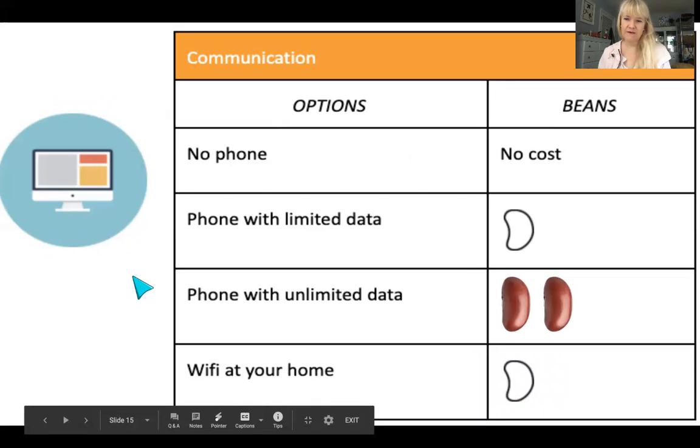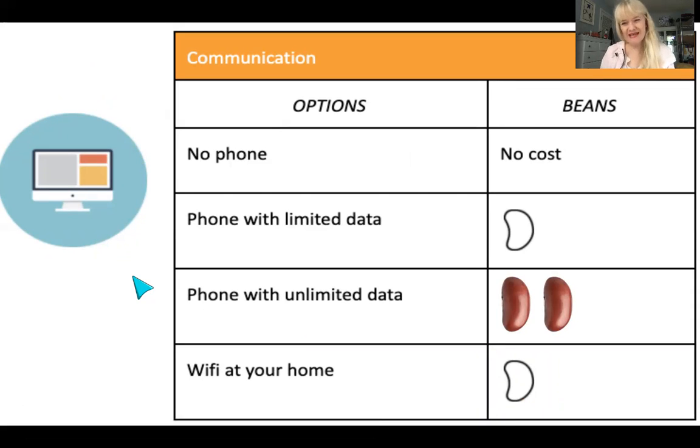Okay, communication. Even though you technically don't have to have a communication device because there's no star on this option, it's very frustrating if you don't have any way to get in touch with people or if other people can't get in touch with you. So you can choose to not have a phone and it doesn't cost you anything, but probably it's not the option you want to choose. You can have a phone with limited data for 1 bean. You can have a phone with unlimited data for 2 beans, and that's what I chose.